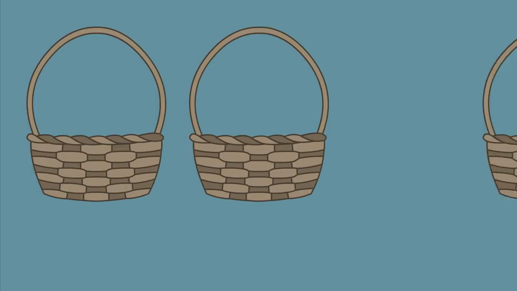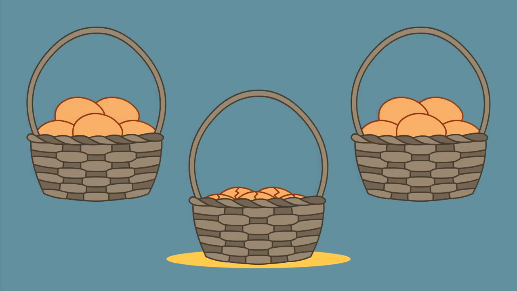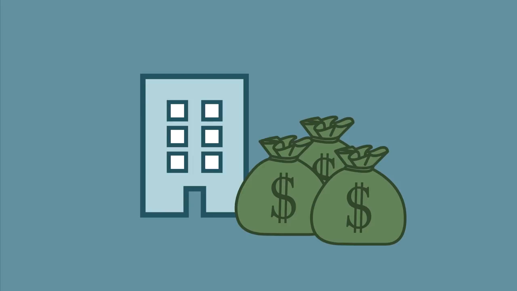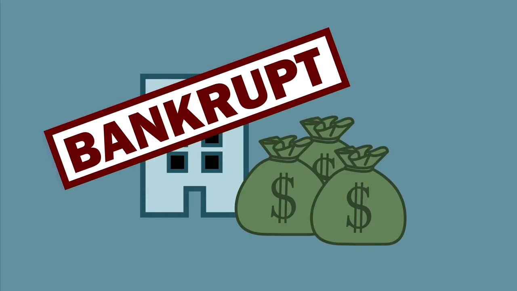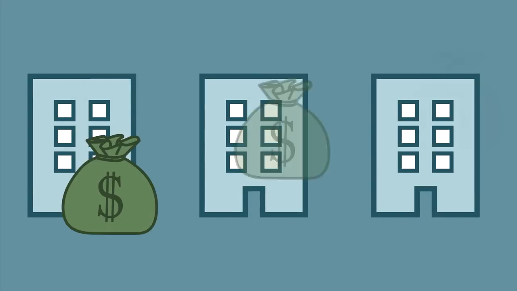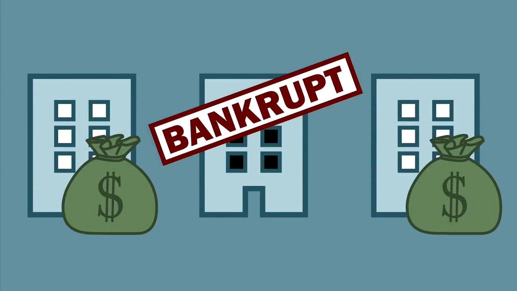However, if you divide your eggs across multiple baskets, dropping a single basket isn't a disaster. When it comes to investing, the same principle holds. If you invest all of your savings in a single company and that company goes under, your entire investment is lost. But if you invest your savings across multiple companies, the poor performance or even bankruptcy of one company isn't the end of the world.